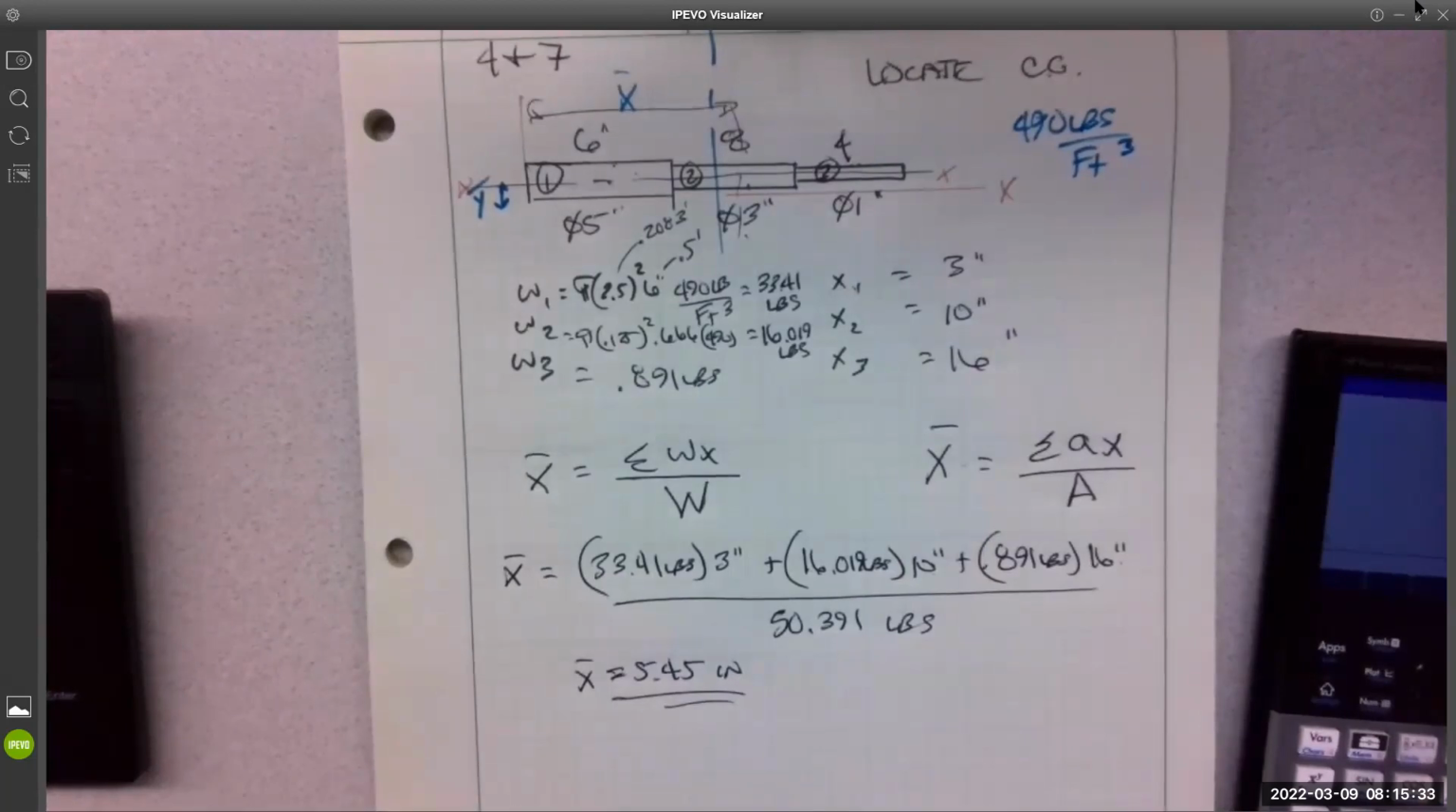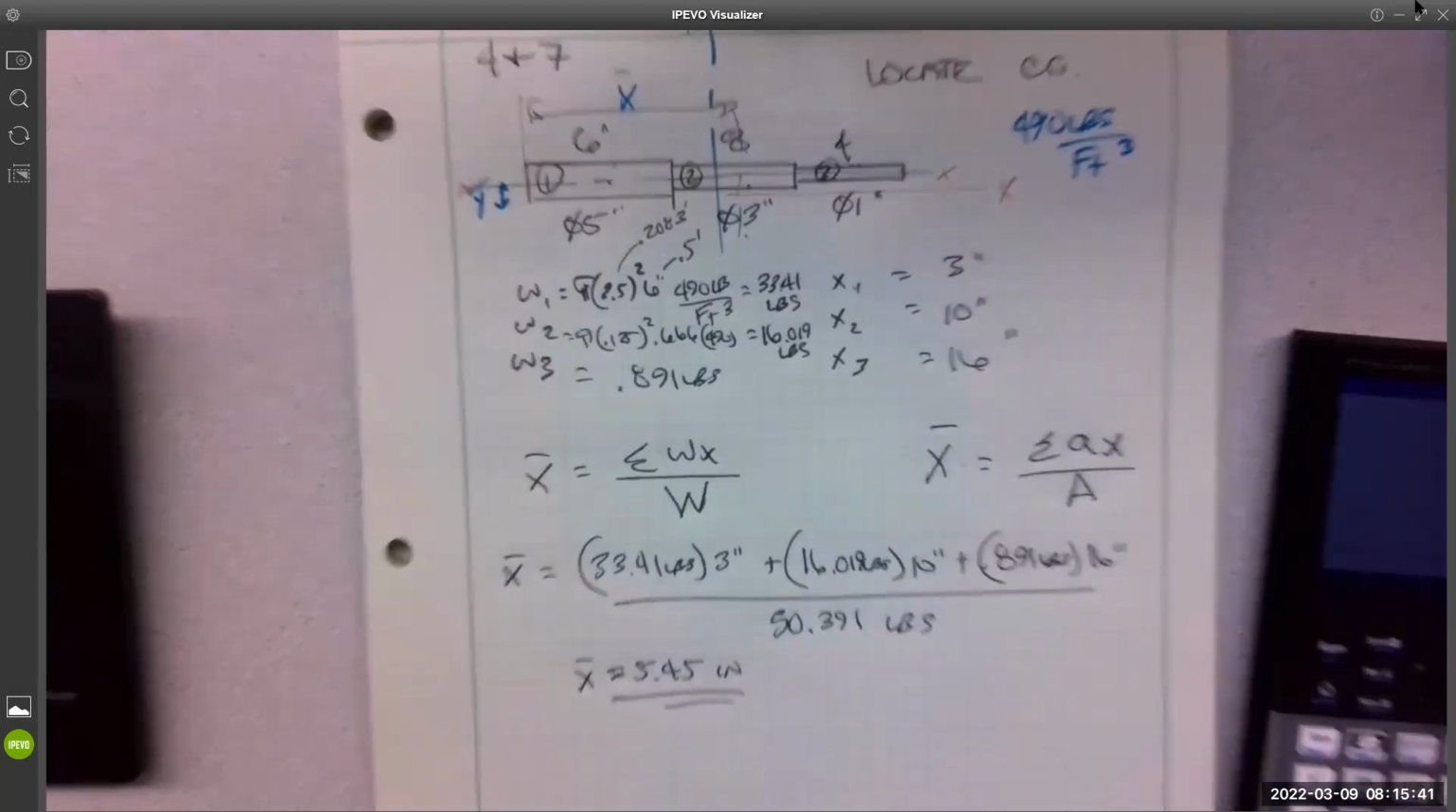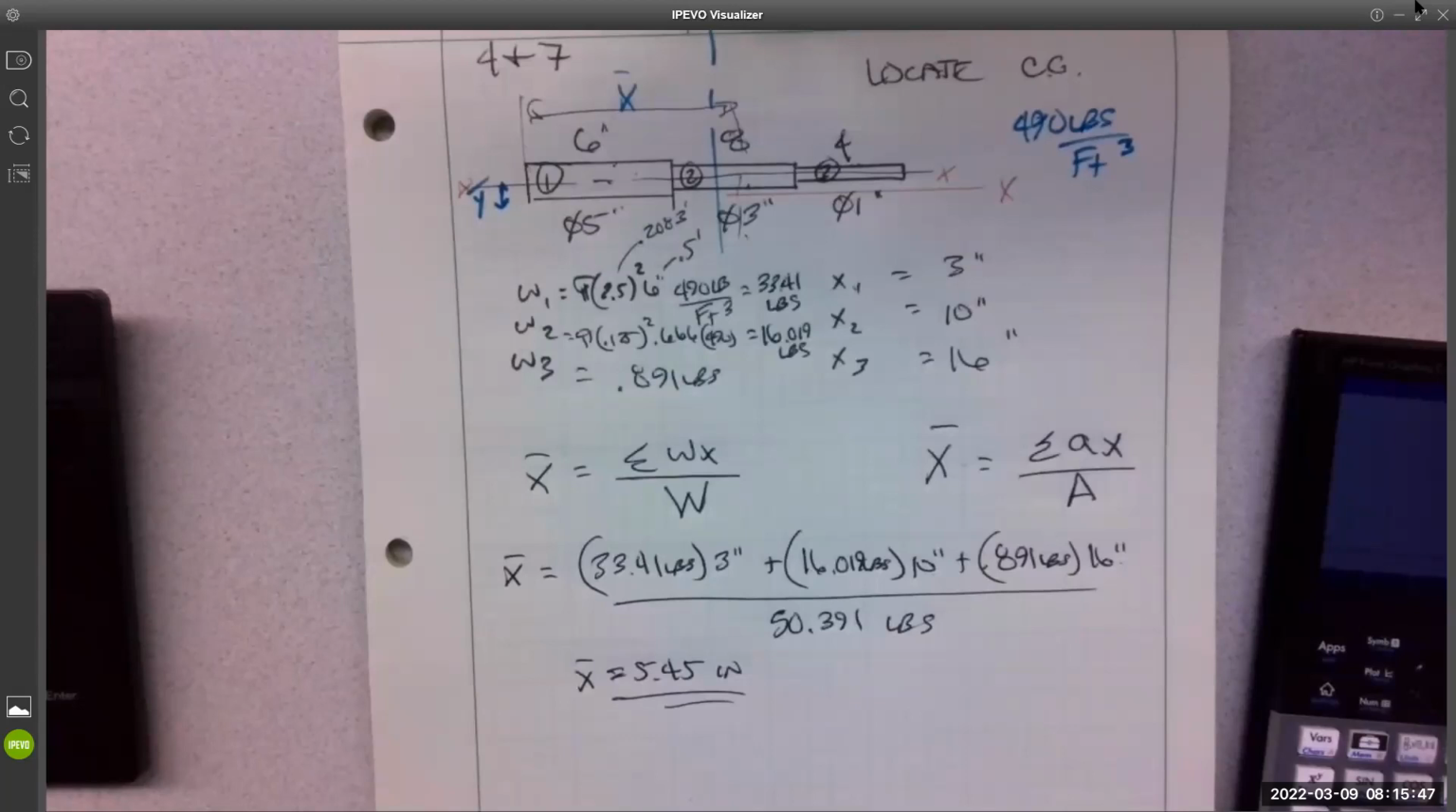Anyone confirm that number? Okay, see one head nod, two head nods. I'm going to take that. Kyle's nodding his head also, I'm sure. All right, so that's the balance point, right? You're going to put this thing into balance.